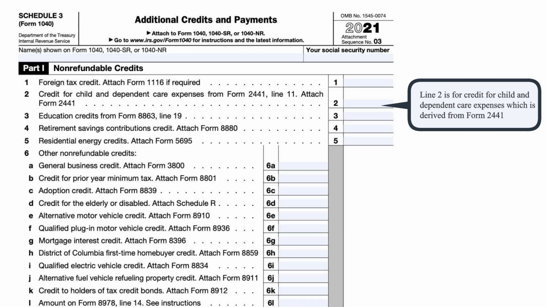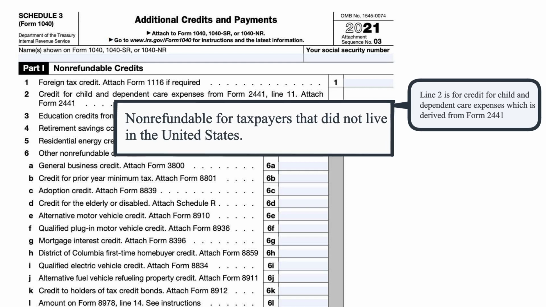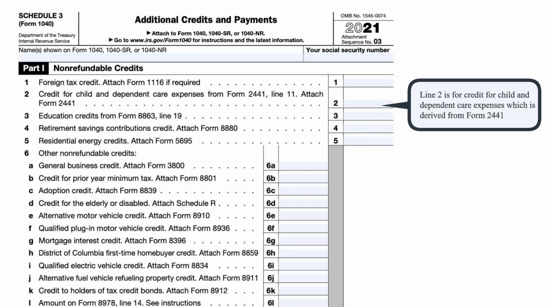This credit is refundable if the taxpayer lived in the United States for more than half the year. If they did not live in the United States for more than half the year, the credit is non-refundable and the amount is entered on Schedule 3, Line 2. The key requirement for this tax credit is that the care was provided to children or dependents so that the taxpayer could work or look for work.